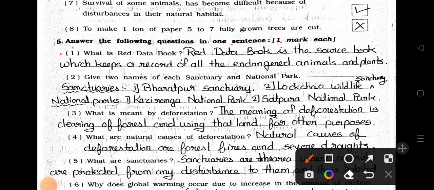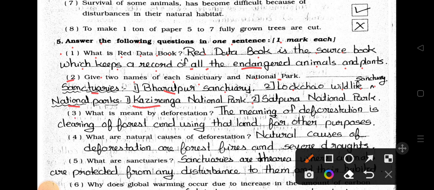Question number 1. What is Red Data Book? Answer is Red Data Book is the source book which keeps a record of all the endangered animals and plants. Question number 2. Give two names of each sanctuary and national park. Sanctuary: number 1, Bharatpur Sanctuary, and number 2, Lokchau Wildlife Sanctuary. National parks: number 1, Kaziranga National Park, number 2, Satpura National Park.